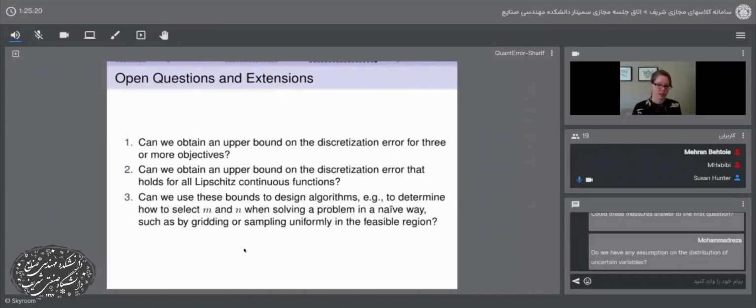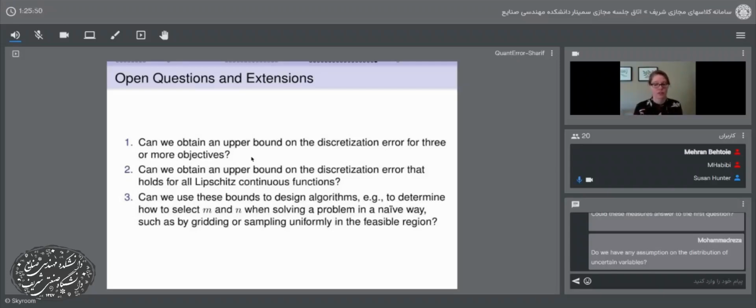So, open questions and extensions. Can we obtain an upper bound of the discretization error for 3 or more objectives? We've only done 2 objectives. When you have 3 objectives, even in the quadratic case, your efficient set goes from a line to a triangle. So now your optimization problem is going to be more complex because you need to optimize also over the possible efficient sets that you might see. So that's a complication we have looked at, but we don't have an answer yet.